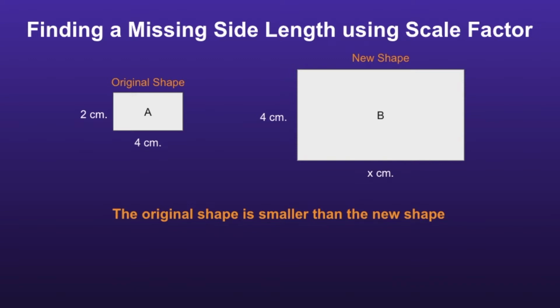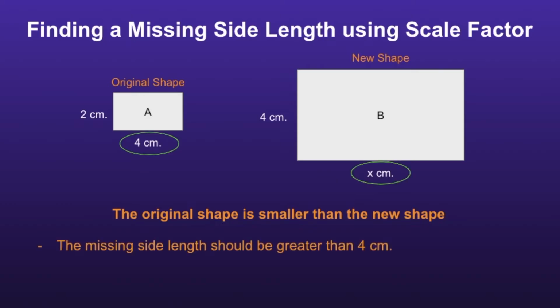Since the original shape is smaller than the new shape, this lets us know that the missing side length should be greater than 4 centimeters, which is the corresponding side to X, and the scale factor should be greater than 1, since we are going from a smaller shape to a bigger shape. This information will help us make sure that our answer makes sense and is correct.